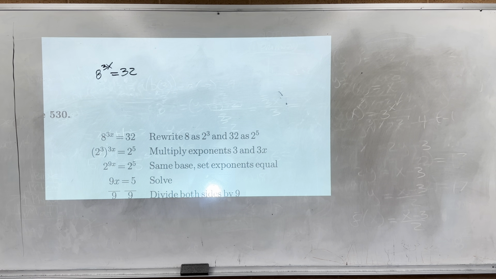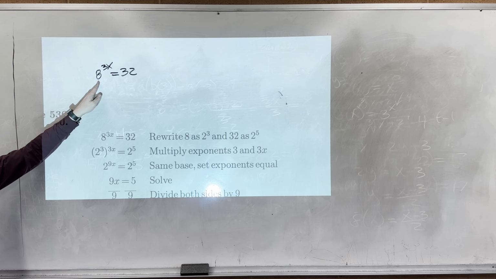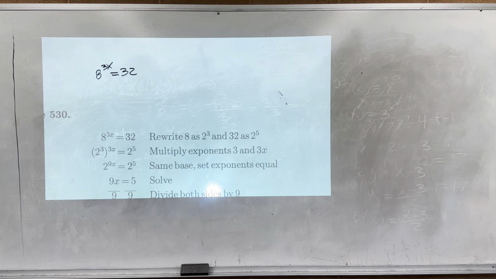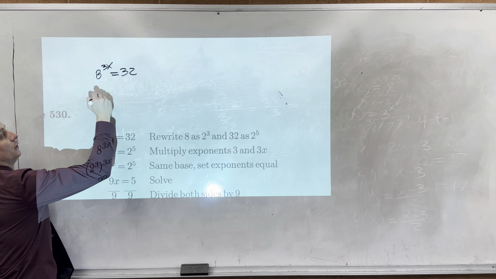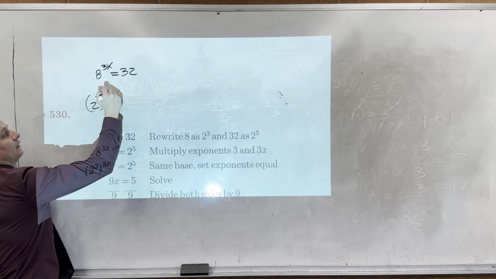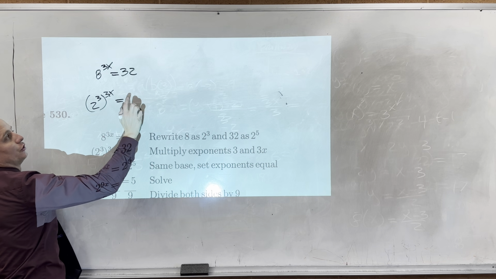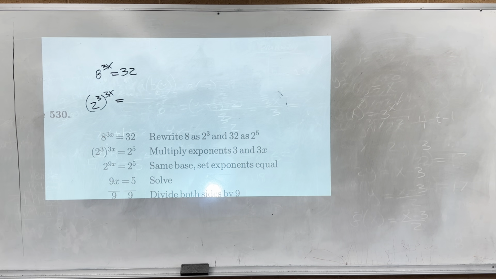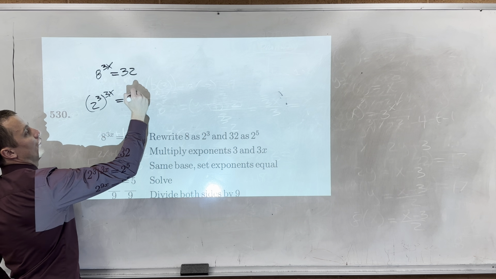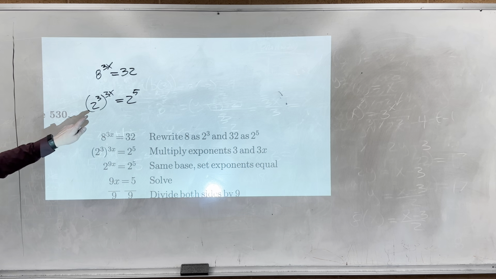What number could it be? Can't do 4 either, because 4 and then we get 16. How about 2? So what is 8 when we use 2 as a base? It's 2 cubed. So here's our 8, and we have that to the 3x, is equal to, in terms of 2, what's this? 5. Good. That's 2 to the 5. Okay, so now we have a common base.